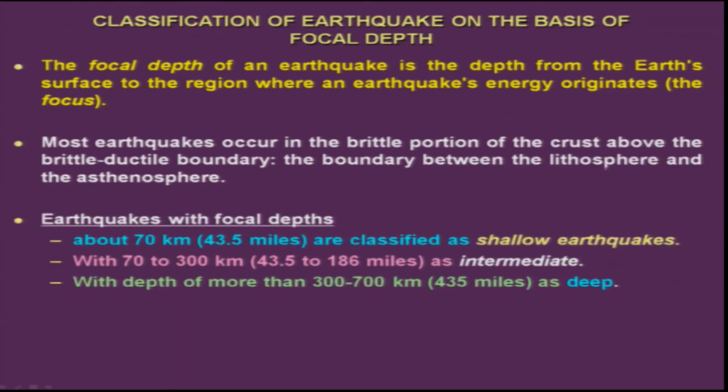Earthquakes can be classified by focal depth. Those with depth up to about 70 kilometers are classified as shallow earthquakes, those from 70 to 300 kilometers are intermediate, and those from 300 to 700 kilometers are the deep earthquakes.